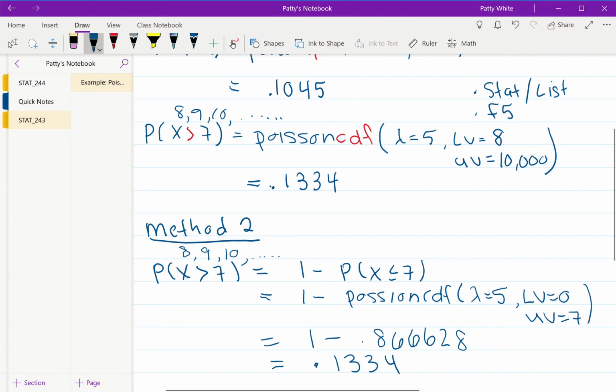They're just two different methods, right? The first one is estimating the upper value with a large number, and the second one is using the definition of the complement. So both methods are just fine.